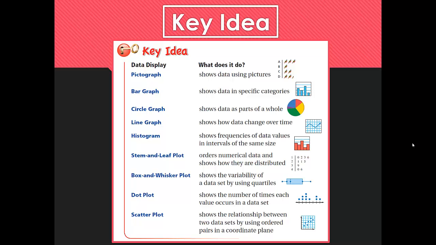A stem and leaf plot orders numerical data and shows how they are distributed. A box and whisker plot shows the variability of a data set by using quartiles. A dot plot shows the number of times each value occurs in a data set. And a scatter plot shows the relationship between two data sets by using ordered pairs in a coordinate plane.